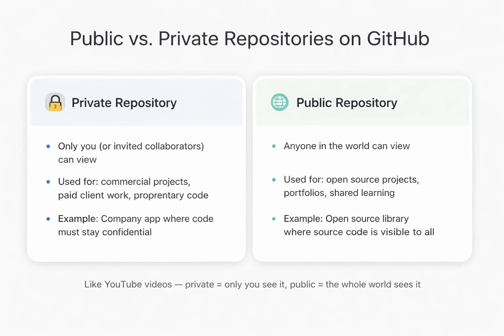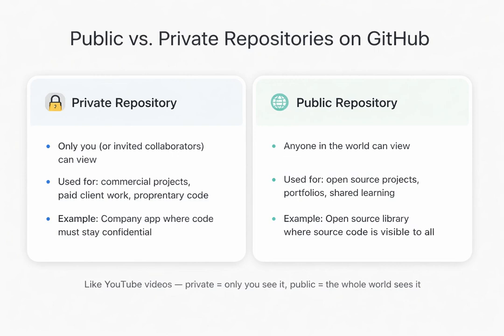Once your project is on GitHub, you get to decide who can see it. You have two options, private or public. A private repository means only you, or people you specifically invite, can view the code. This is exactly what you'd use when working on a commercial project for a company. If a company is paying you to build their app, that source code is confidential. It's not meant for the public, so you keep it private.